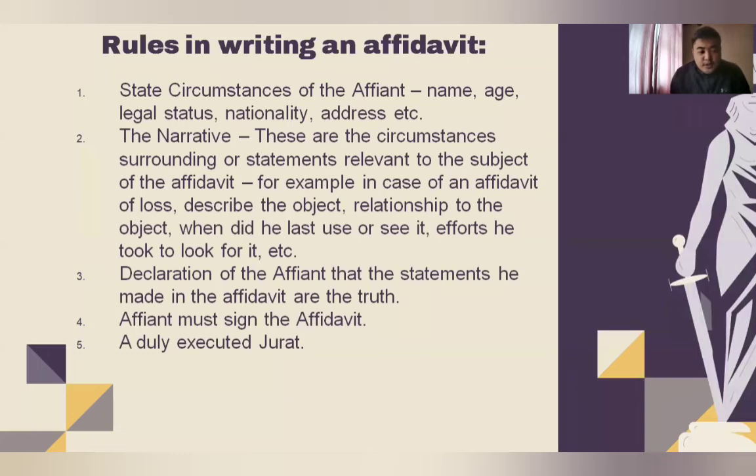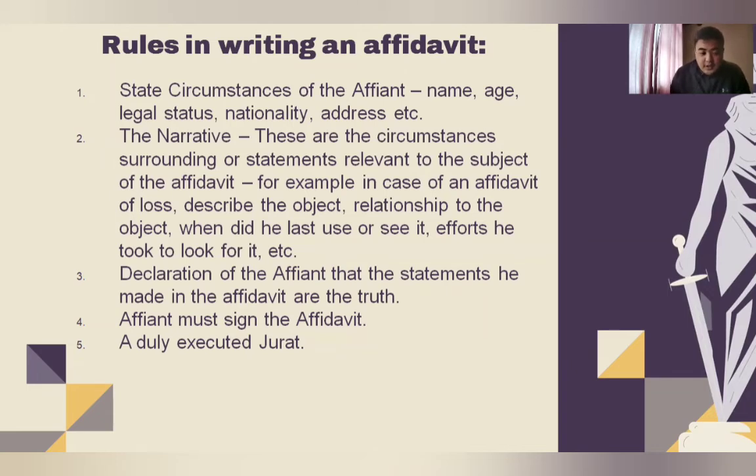And then here are some common rules when it comes to writing an affidavit. These are not exclusively all, because there are a lot of affidavits, and there may be some special rules applicable to certain affidavits. So the common rules would be: one, you must always state the circumstances of the affiant. This includes the name, age, legal status, nationality, address or residency, and any other relevant information necessary for the affidavit. And then the narrative. These are the circumstances surrounding or statements relevant to the subject of the affidavit.